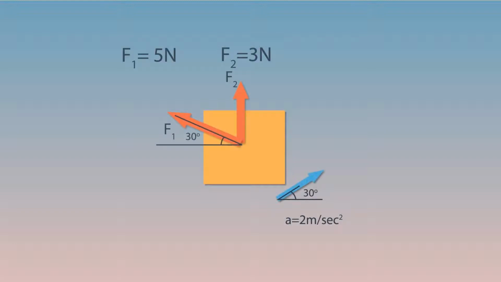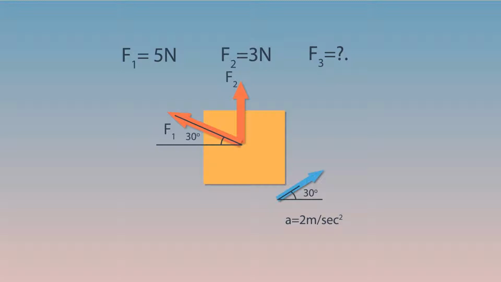In the previous video, we had discussed a problem. There was a block floating in free space and it was found to be accelerating in this direction. We knew two of the forces acting on the block and we had to find the third force. How can we solve this problem?